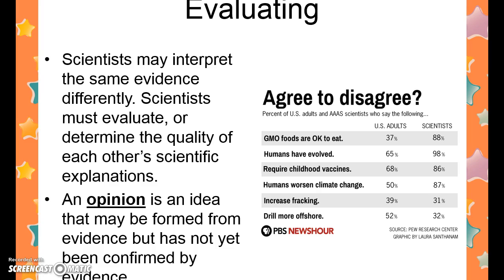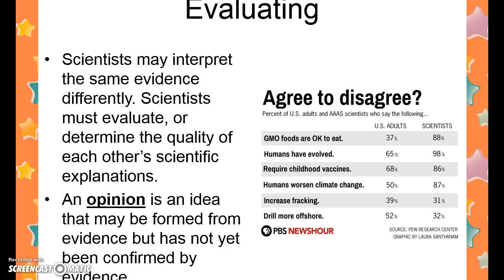In the science world, scientists are always arguing about new theories that another scientist has put out. And this graphic on the right is really interesting. This shows what adults, just normal adults who aren't scientists, think, and how scientists disagree. So GMO foods, you've probably done a little bit of research in elementary school. GMO is genetically modified foods. 37% of adults say they're okay to eat, whereas 88% of scientists disagree and say they're fine.